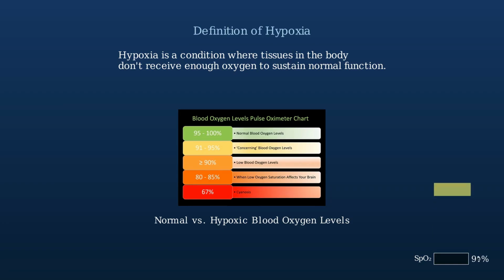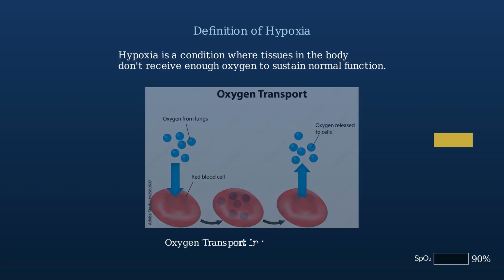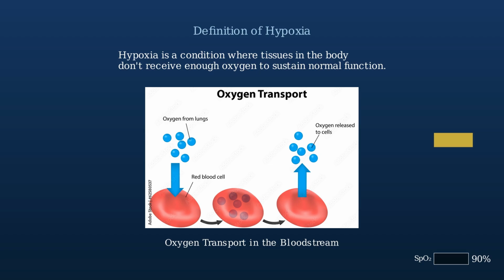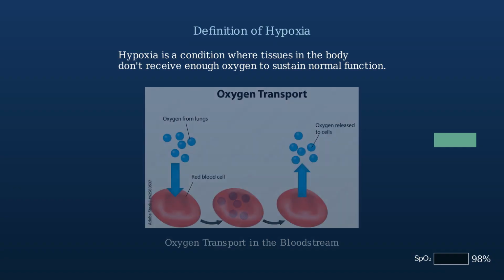As you can see, normal blood oxygen levels typically range from 95 to 100%, while hypoxia begins when levels fall below 90%. Oxygen is transported throughout the body via red blood cells. These cells pick up oxygen in the lungs and deliver it to tissues throughout the body. In normal conditions, blood is well oxygenated, allowing sufficient oxygen delivery to all tissues.